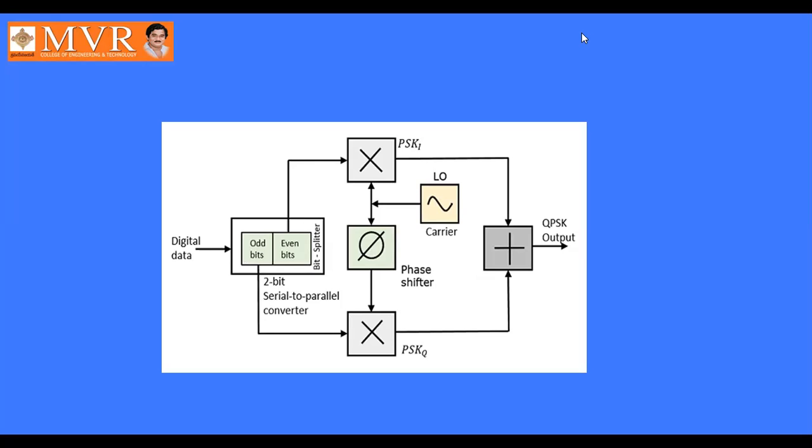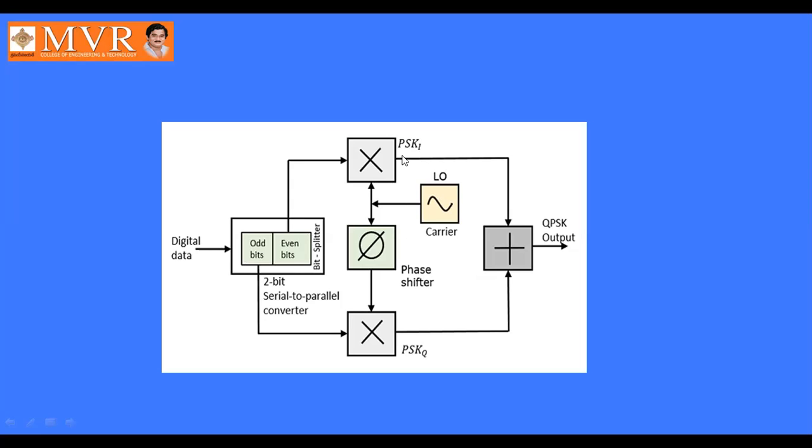So here this is your phase shift keying signal. This is your local oscillator. Local oscillator means it can generate a carrier signal. The carrier signal is applied to PSK I, and the even number of bits are multiplied with this carrier signal and applied at the QPSK output. And this local oscillator carrier signal is again phase shifted by a phase shifter, and then it is passed to another phase shift keying signal.